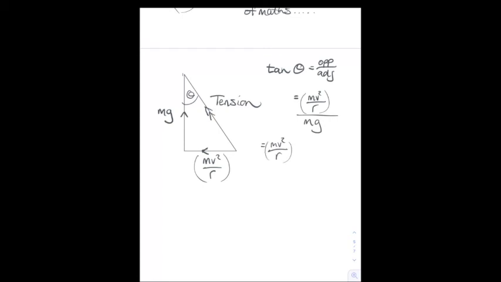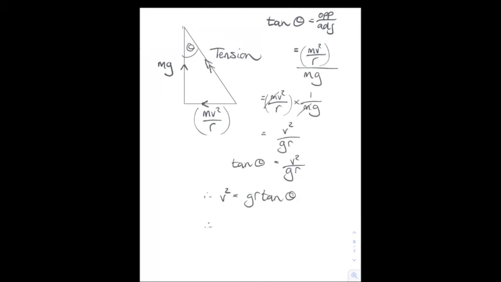Now, it's always tricky doing a kind of double division here. I like spreading it out. It's mv squared over r times 1 over mg. The m's cancel and we're left with v squared over gr. Now that's equal to tan theta. So tan theta equals v squared over gr, then v squared equals gr tan theta. And therefore v will be equal to the square root of gr tan theta.